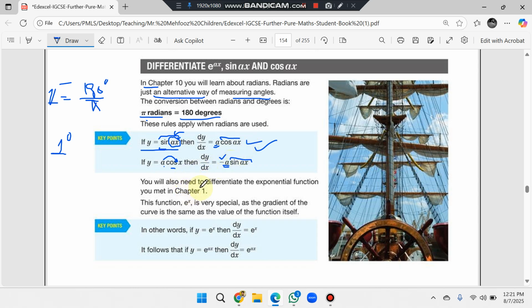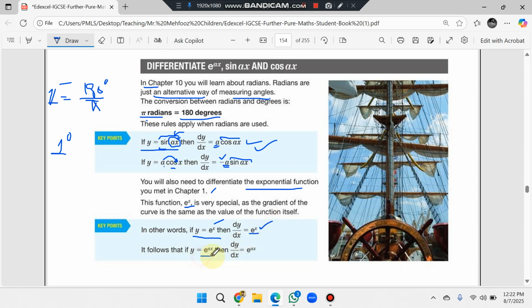You will also need to differentiate the exponential function you met in chapter 1. The function e raised to the power x is very special, as the gradient of the curve is the same as the value of the function itself. If you have y is equal to e raised to the power x, its derivative will also equal e raised to the power x. Okay, this is the exponential function.